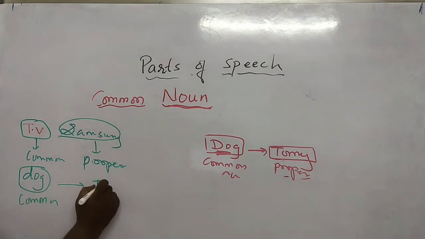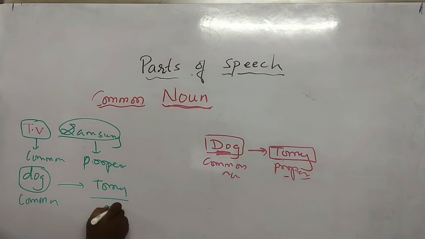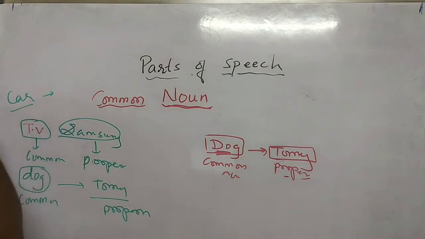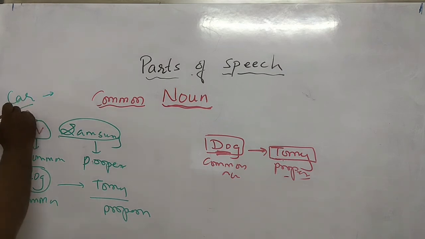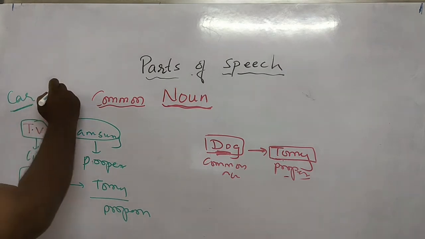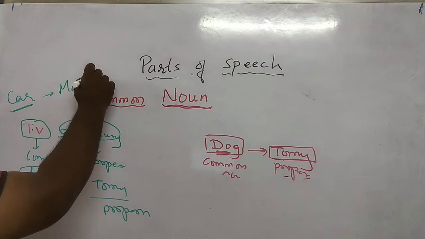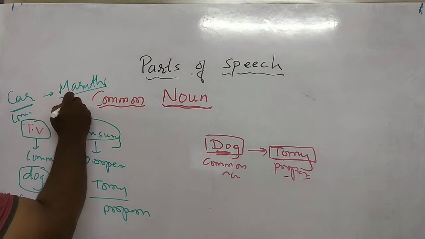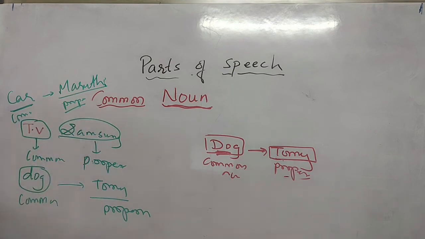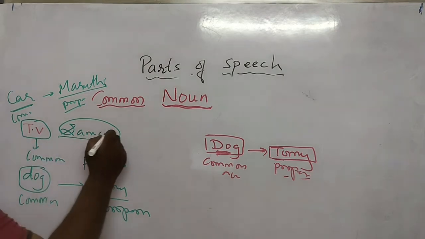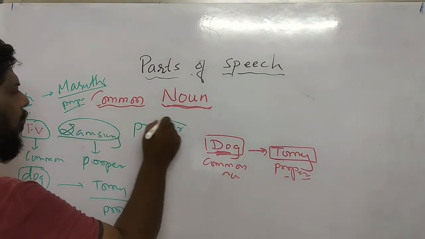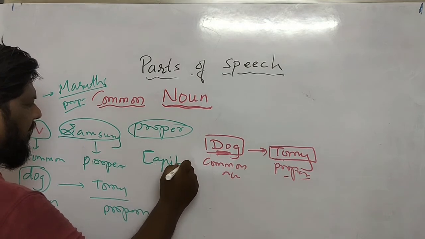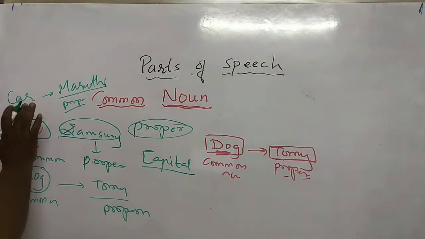So if you buy a dog, now dog will be the common noun. If you give a name called Tommy, this will become a proper noun. You say I have taken a car, I have bought a car. Immediately the next question will be which car? So you will say Maruti. So car here is only a common noun, but when you name it, it will become a proper noun. One big difference here is any proper noun you take, that will start with a capital letter, unlike common nouns.